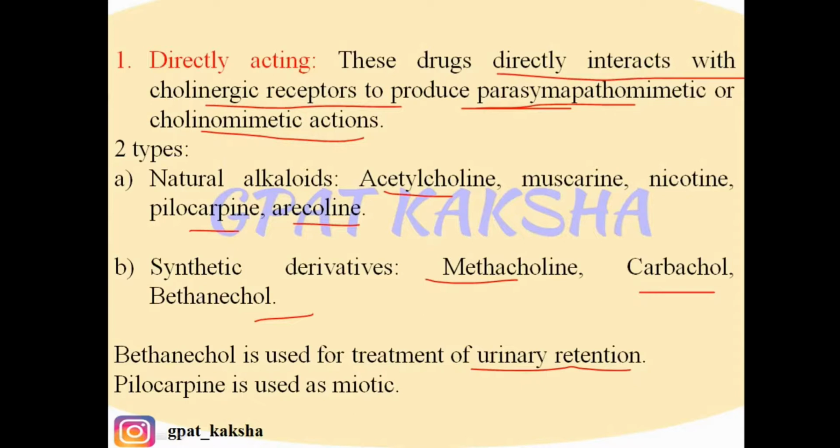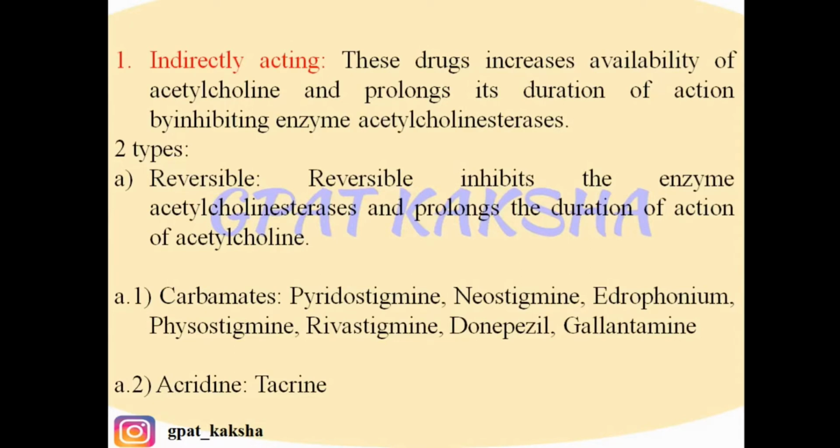Pilocarpine is used as miotic, hence it can be used in treatment of glaucoma. Indirectly acting agents increase the availability of acetylcholine and prolong its duration of action by inhibiting the enzyme acetylcholinesterase.